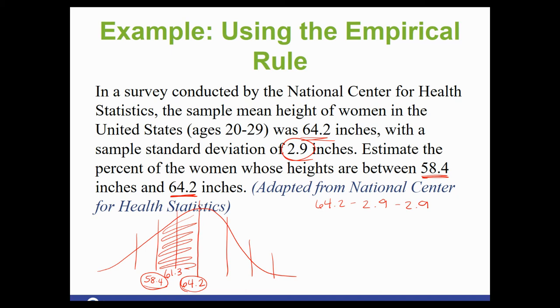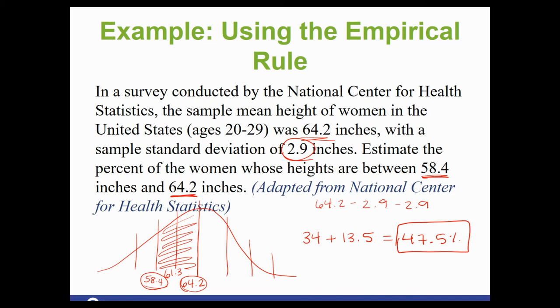Now, referring to the last slide, that was a blue sliver and a tan colored sliver. So the blue sliver was 34%, the tan colored sliver was 13.5%. We add them up together, then we have 47.5% of women between those two sizes. That's what we're looking for.